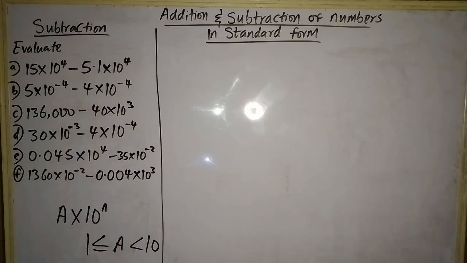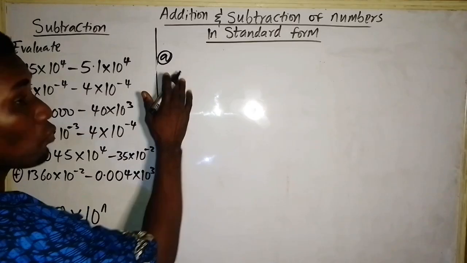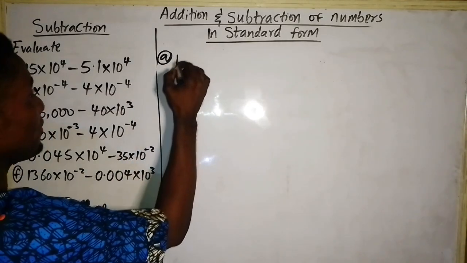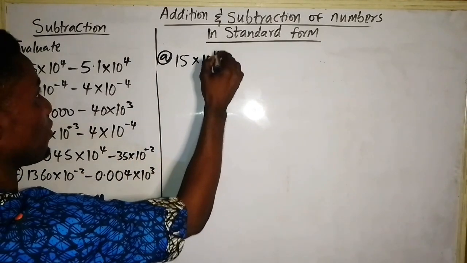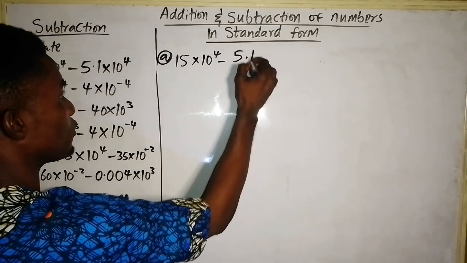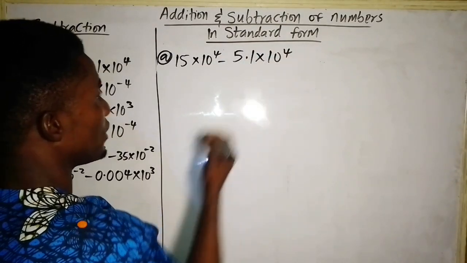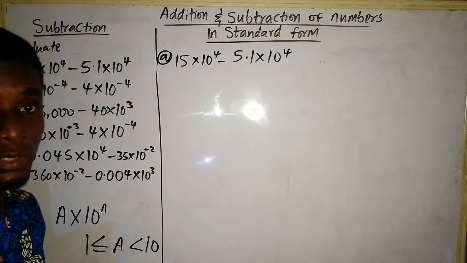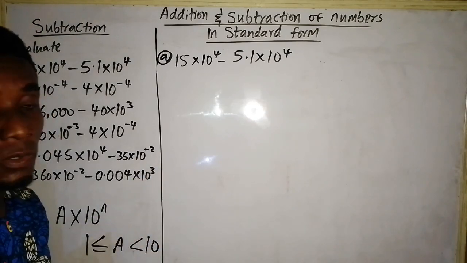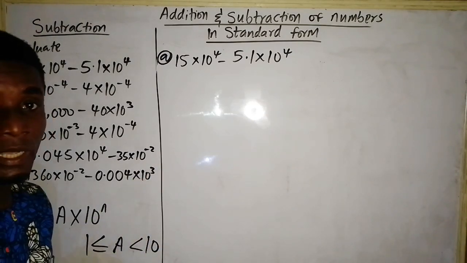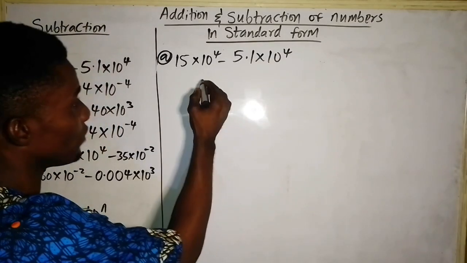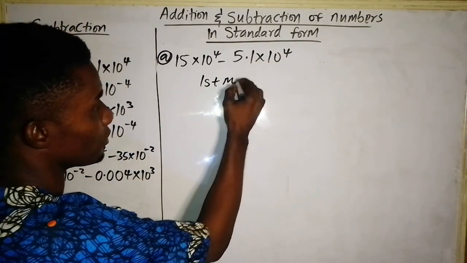And now let's take these examples. Question 1 says evaluate 15 times 10 raised to power 4 minus 5.1 times 10 raised to power 4. Now, we have several methods we can use to solve this particular question. In today's class, I'm going to apply two methods. So let's start with the first method.